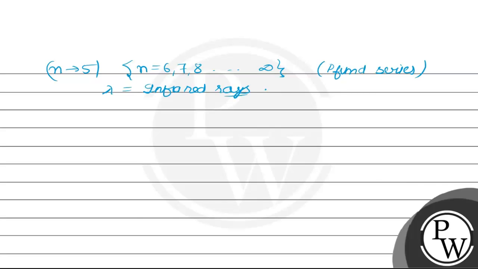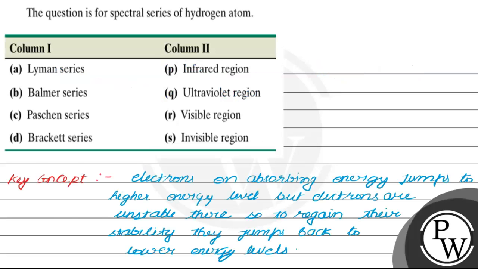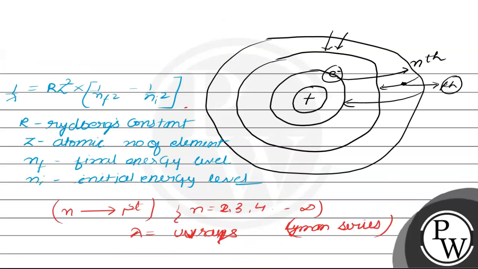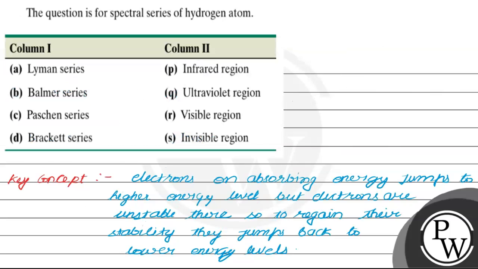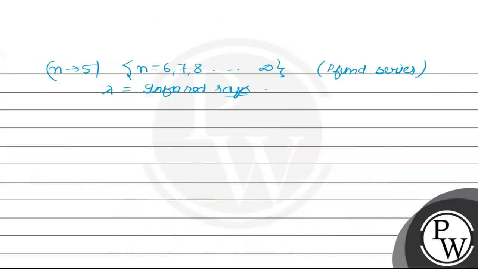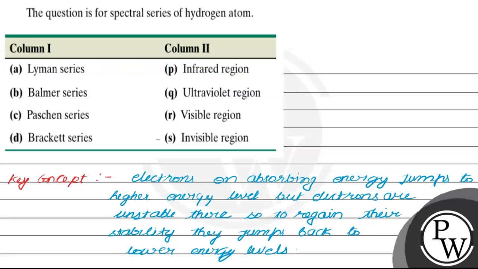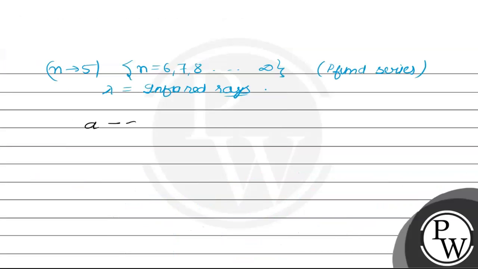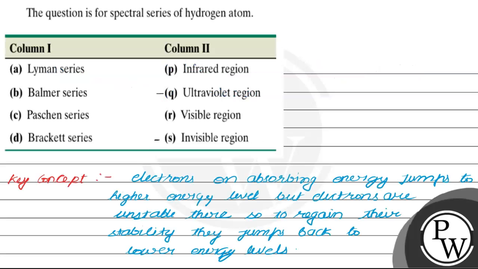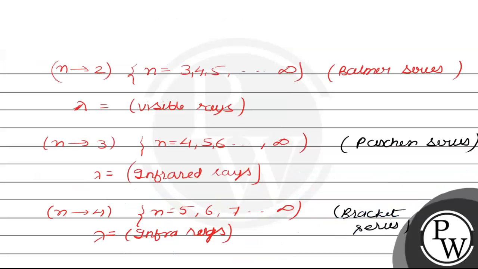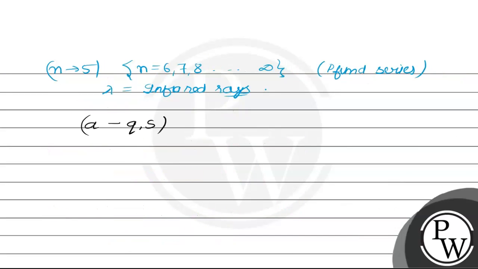Options: Lyman series. As we have seen, the Lyman series lies in UV rays, and UV rays are the ones which are invisible to us. So option A matches with the invisible region, Q. So A matches with Q and S of column 2. Let's check option B, Balmer series. The Balmer series lies in the visible region. So option B matches with R of column 2.